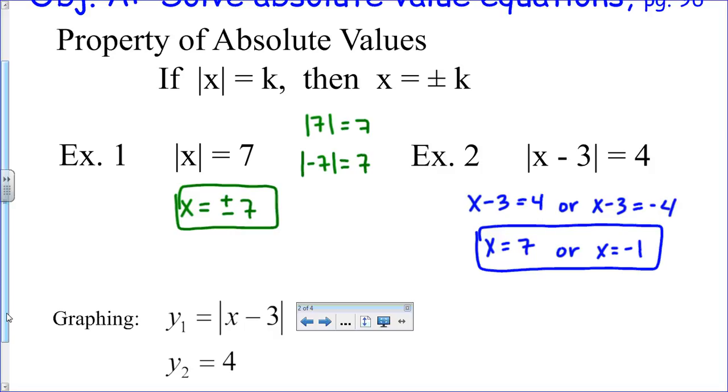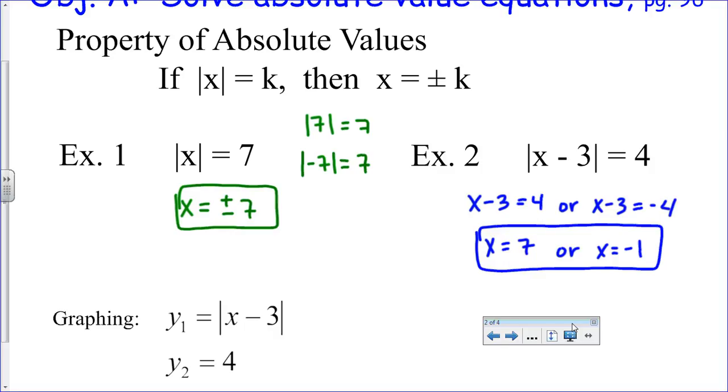Also, so I just mentioned it, but again, absolute value has to equal a positive number. No matter what, absolute value of something is always positive. So if this had been a negative 4, I couldn't solve. Right? I would have no solution. So let's look at this on a graph.